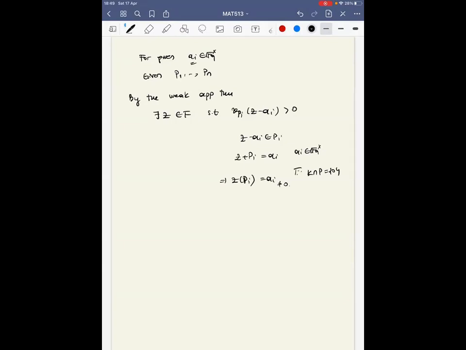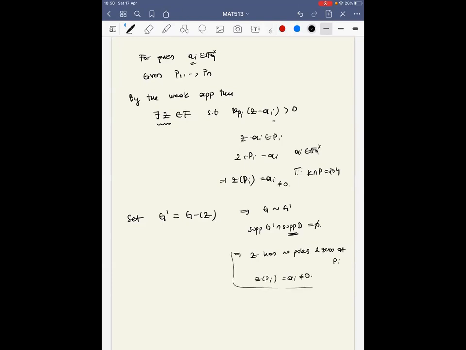constants a_i's. And now, with respect to this choice of function, if we set a divisor G prime, which is obviously equivalent to G, that has disjoint support from D, because that means it has no poles and zeros at P_i, because we define them as (z) of P_i.